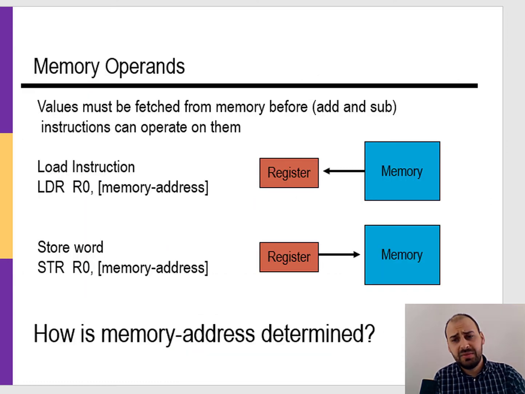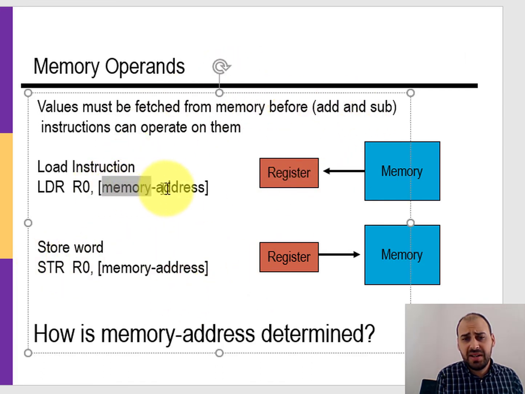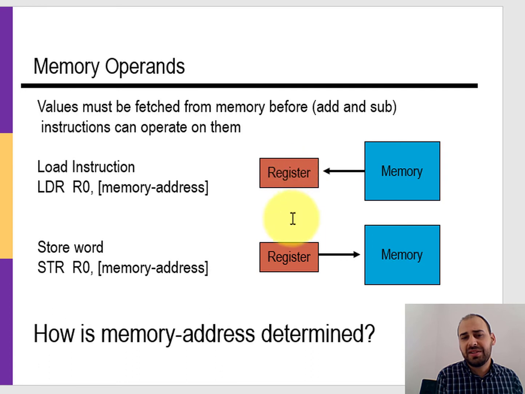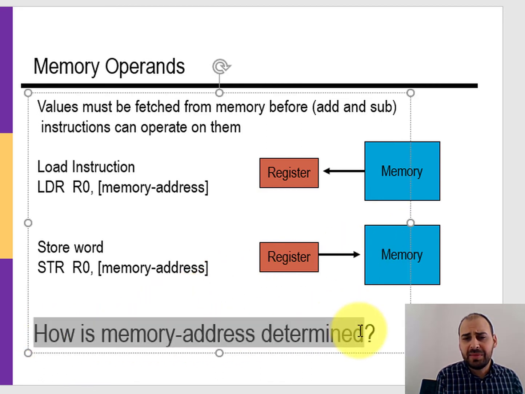We've talked about these load instructions and the store instructions. We introduced those a moment ago. A load goes from a memory address and writes it to a register, whereas a store reads a register and writes it to a memory address. But what we didn't really talk about yet is how the memory addresses are determined.